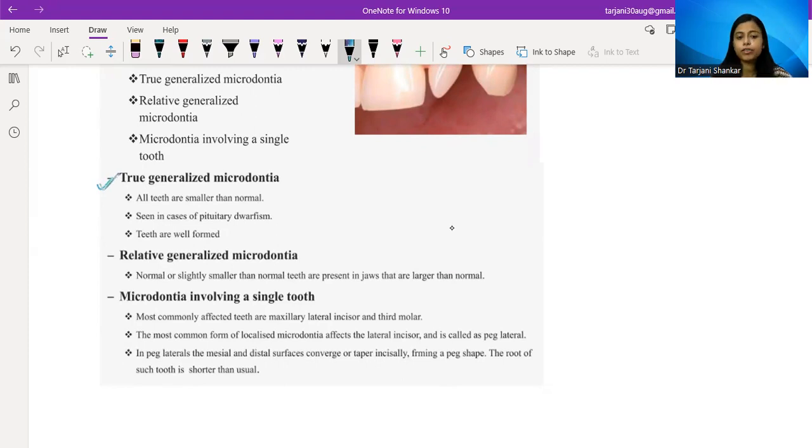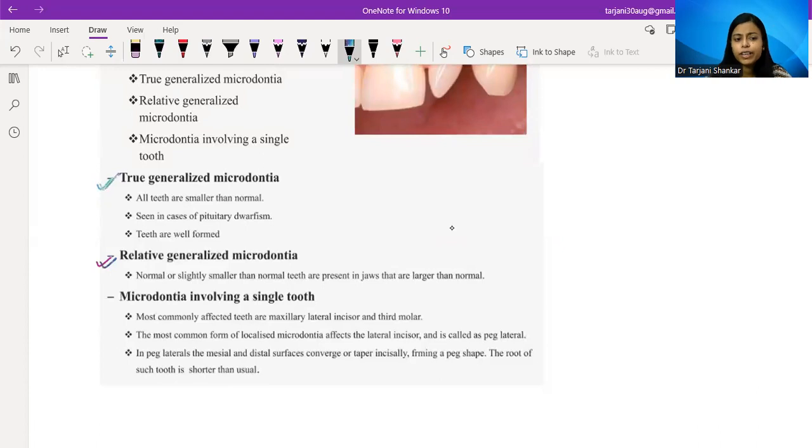It is seen in a generalized condition of the body when the body is actually dwarfed, right? All the teeth are well formed. There would be no problem in the shape, size or number of the teeth. All the teeth would be well formed and well functioning, but generalized small. That is, all the teeth would be smaller in size compared to the normal. Clear? Right.